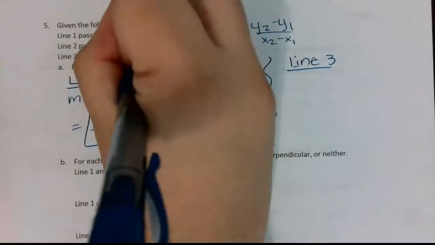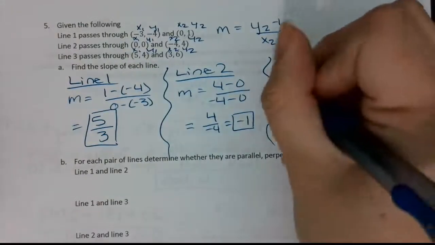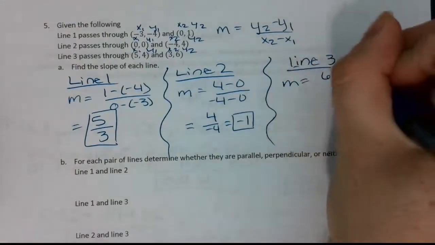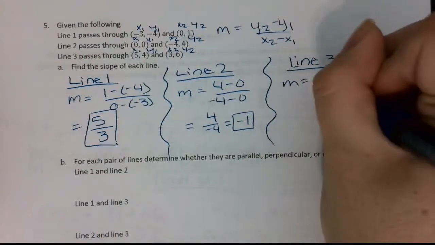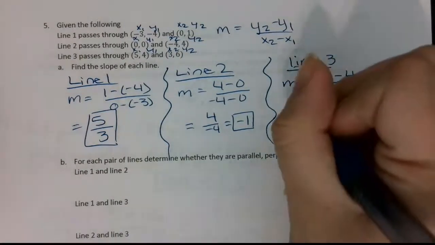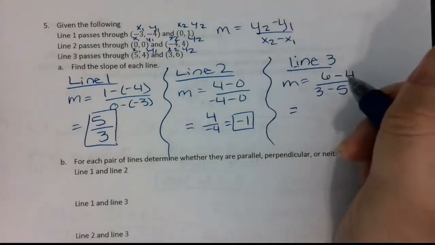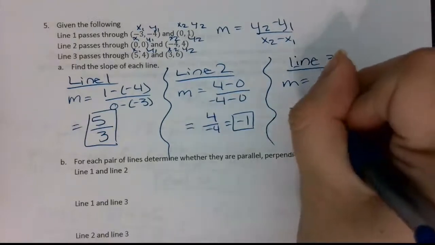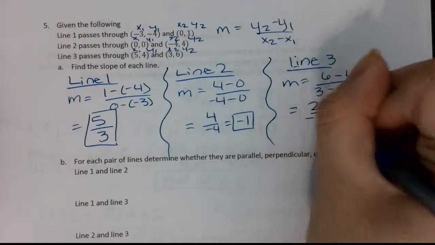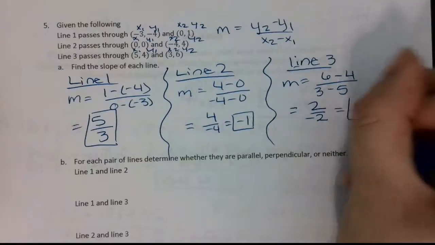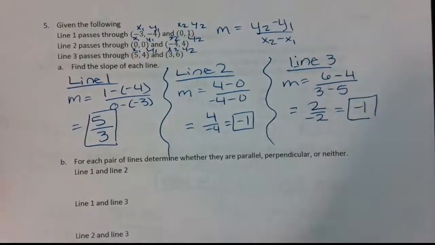And this is x1, y1, x2, y2. So I'm going to have 6 minus 4 over 3 minus 5, which simplifies to 6 minus 4 is 2. 3 minus 5 is negative 2, which can be simplified to negative 1.